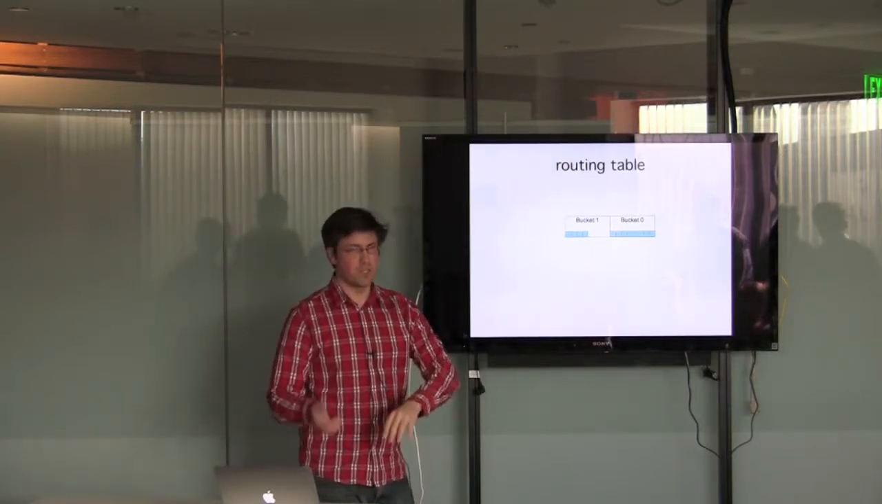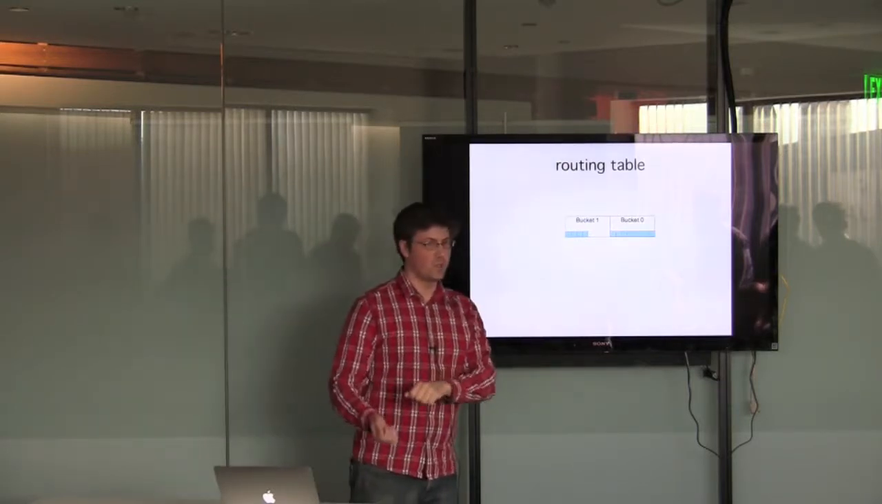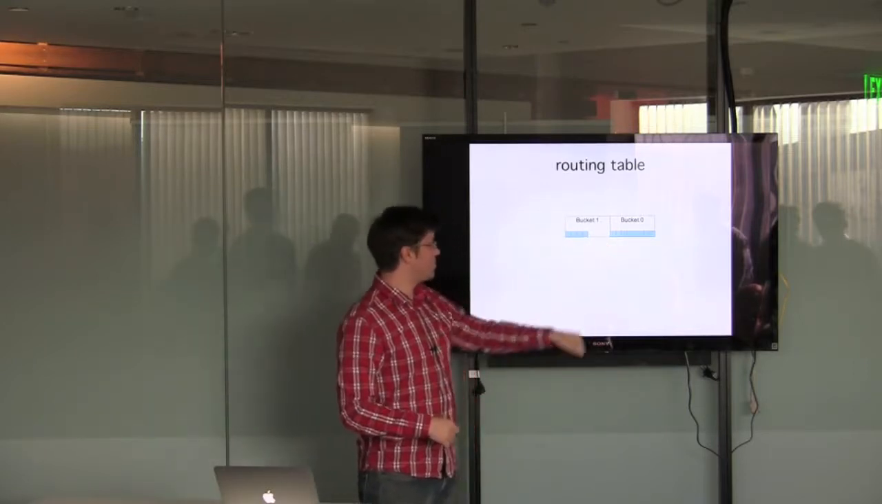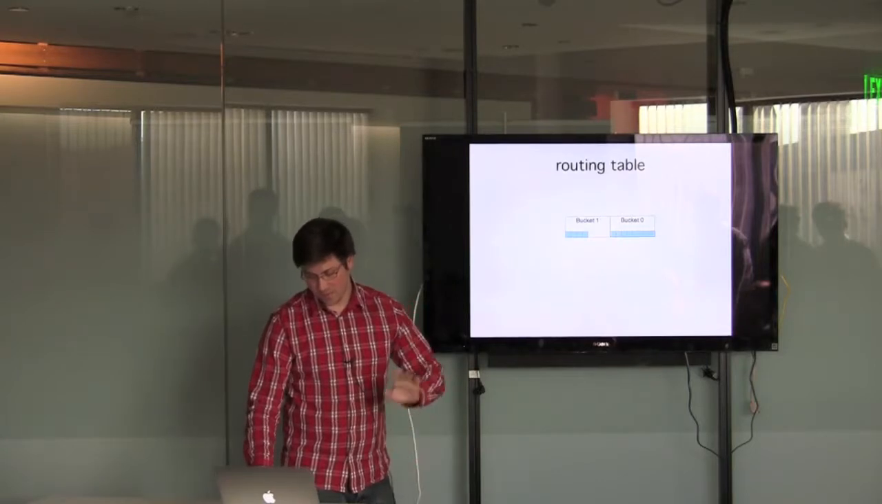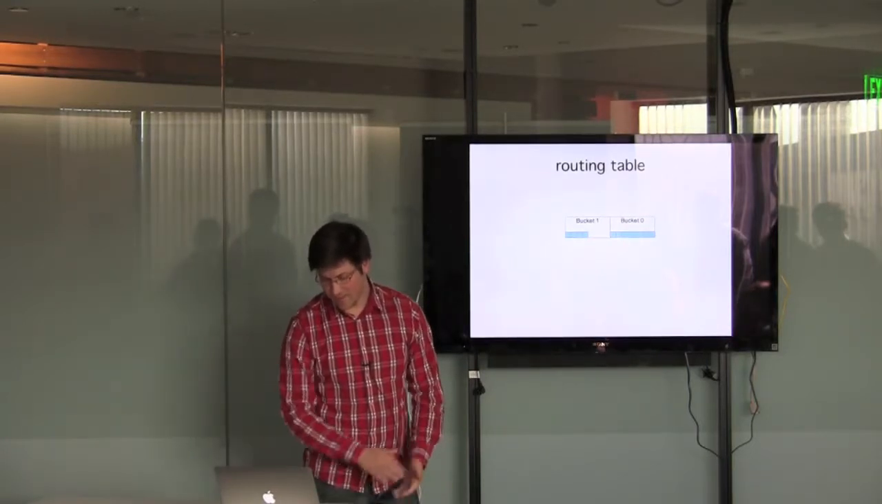Which is also simplified. You actually keep a cache of known nodes in case one of these seem to drop off. You just replace it with a ninth node. That's an advanced topic though.